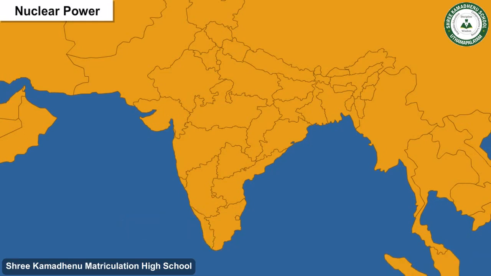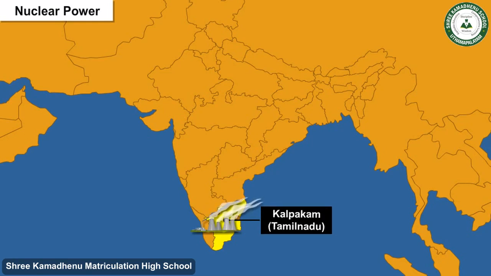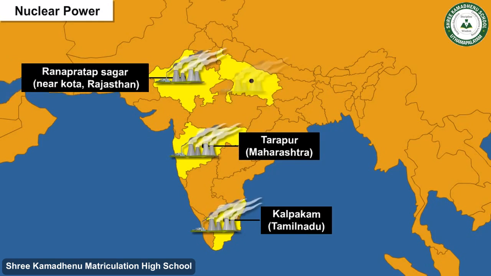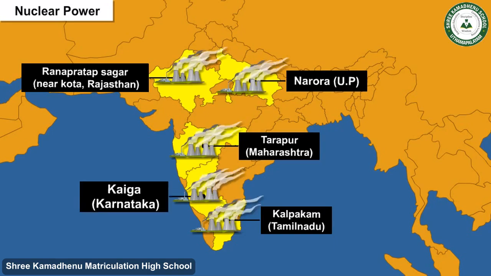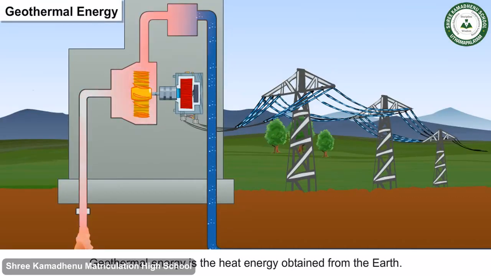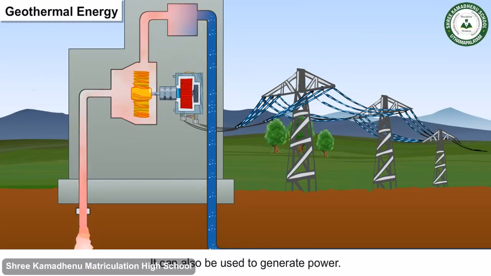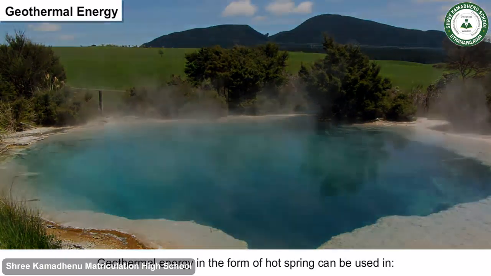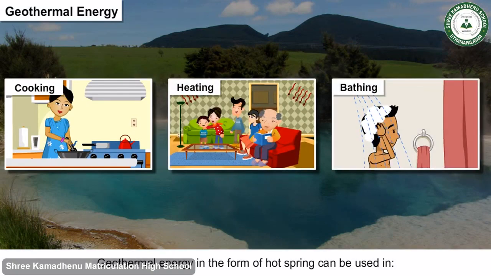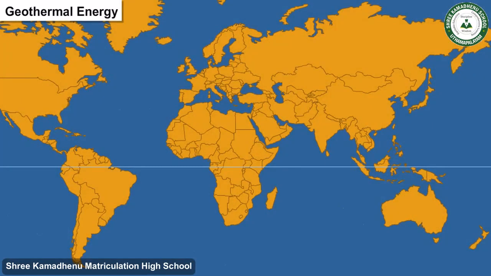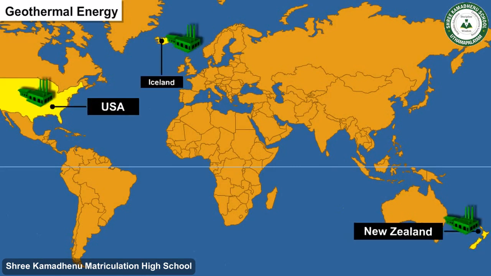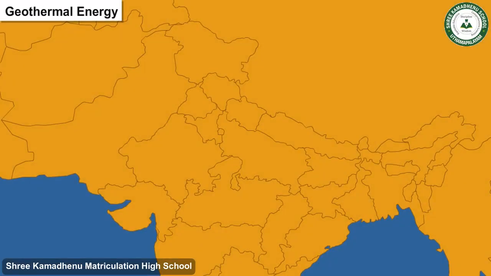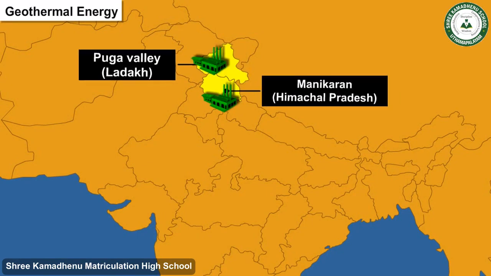Nuclear power stations in India are found in Kalpakkam, Tamil Nadu; Tarapur, Maharashtra; Rana Pratap Sagar near Kota, Rajasthan; Narora, UP; Kaiga, Karnataka. Geothermal energy is the heat energy obtained from the earth. It can also be used to generate power. Geothermal energy in the form of hot springs can be used in cooking, heating, bathing. The world's largest geothermal power plants are in USA, New Zealand, Iceland, Philippines, Central America. In India, the geothermal plants are in Manikaran, Himachal Pradesh, and Puga Valley, Ladakh.